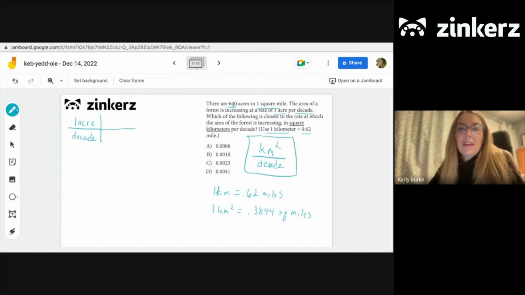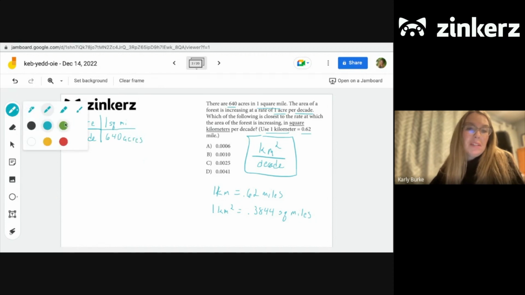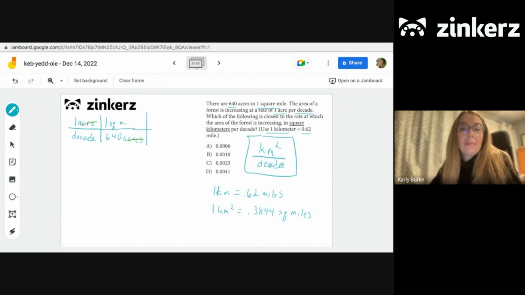So I know that there are 640 acres in 1 square mile. So 1 square mile has 640 acres. Now what we've just done here is basically just canceled out the acres. And right now the answer would be in square miles per decade, but they want the answer in square kilometers per decade.